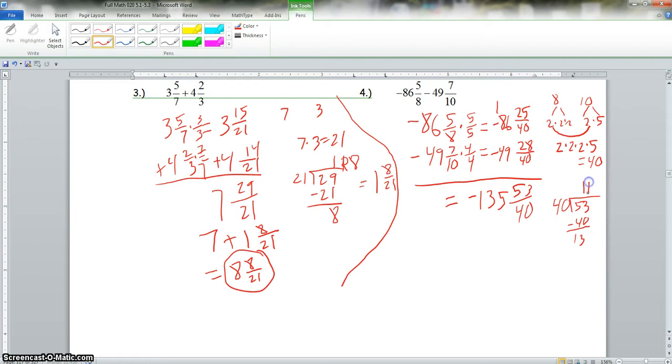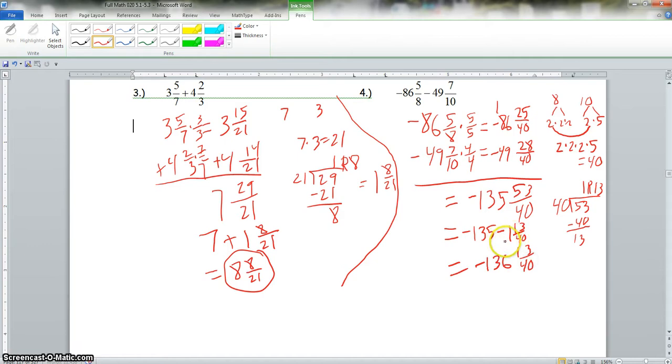And we have a remainder of 13. So what we have to do is this here. This is the same thing as negative 135 minus 1, and the denominator stays 40 and our numerator stays 13 because of the remainder. So negative 135 minus 1 and 13 over 40 is a negative 136 13/40.